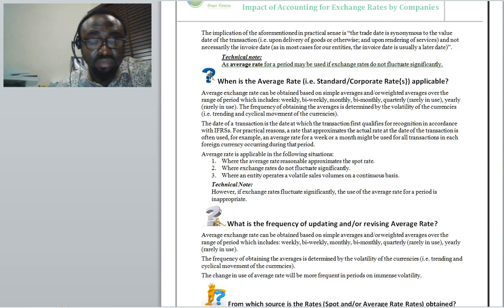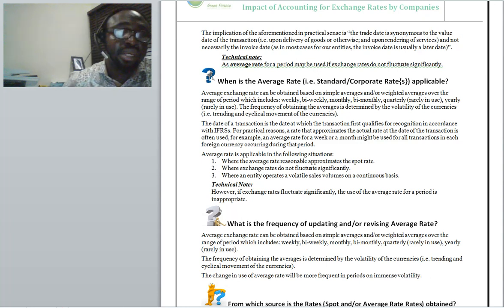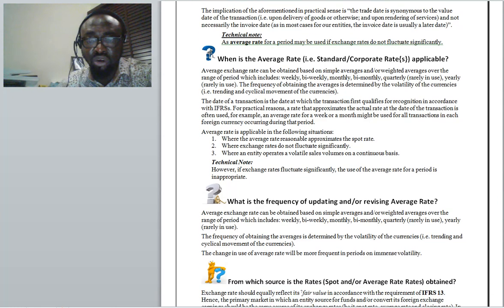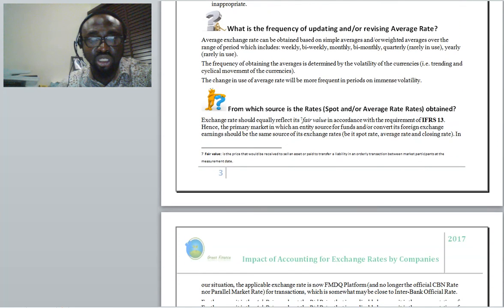Average rates can be obtained based on simple averages, which we have discussed, and the frequency of obtaining the average rate is determined by the volatility of the currency involved. And the change in use of average rate will be more frequent in periods of immense volatility. This is more or less confirming our earlier discussion.